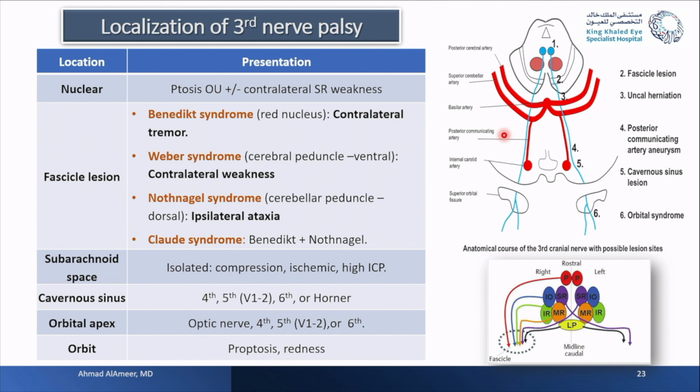Yeah, it can be both, and you will see also other signs. Usually uncal herniation is present from tumor, space occupying lesion. You will see other signs. The patient is going to be sick. The patient will not be presenting to the ophthalmologist.